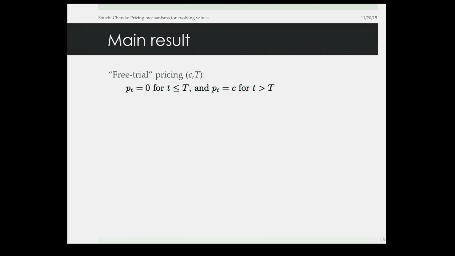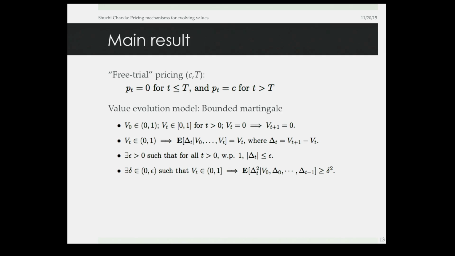So here's what the solution looks like. We're going to offer the item for free to the buyer for the first few time periods, and then we're going to charge a fixed price. So this is just a free trial period where the buyer gets to try the item and see how much he likes it, and then there's a fixed price thereon. And we're going to analyze this under a model where the value evolution is a martingale.